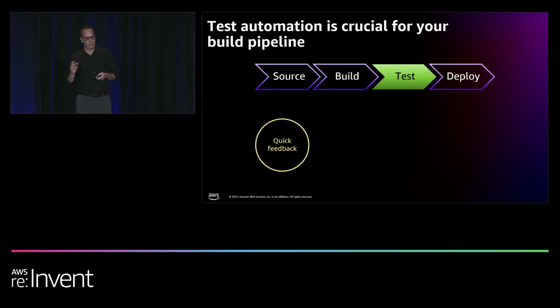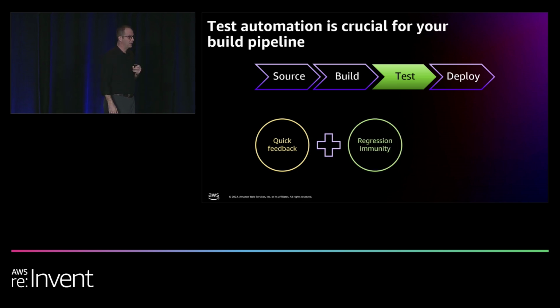And by using tests, we get this quick feedback, and then we can quickly fix it instead of waiting for someone to tell us that there's a problem, a customer or a tester. And we get the regression immunity because I don't want to break yesterday's code by writing new features today. I want to be able to continue progressing forward and not moving backward.